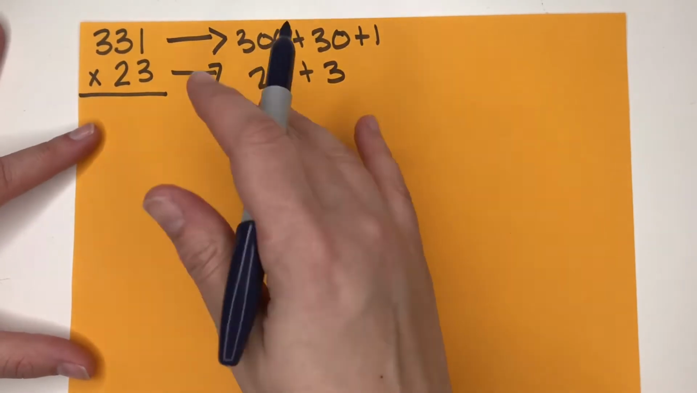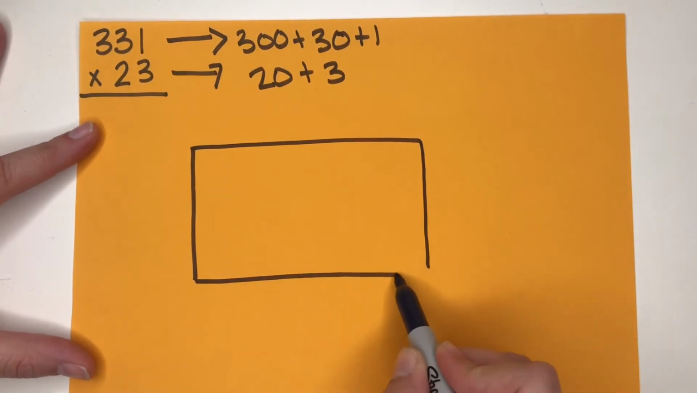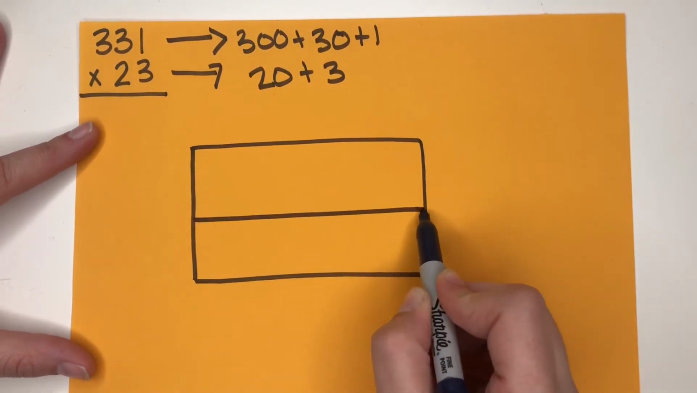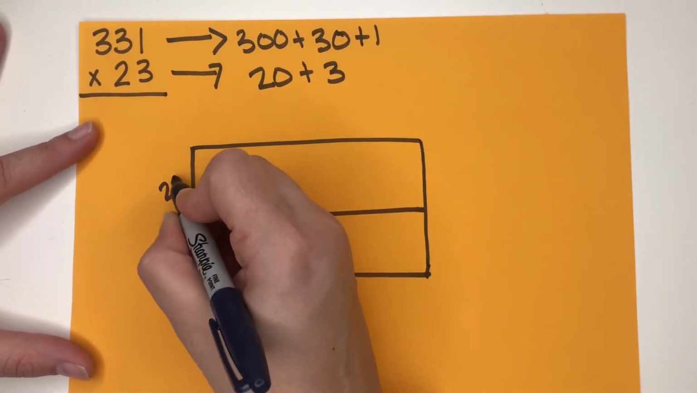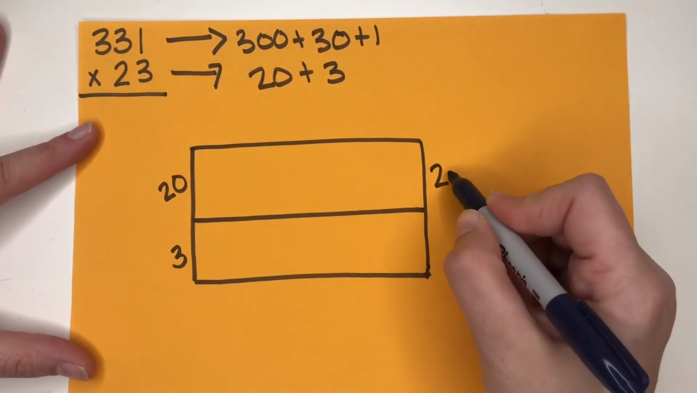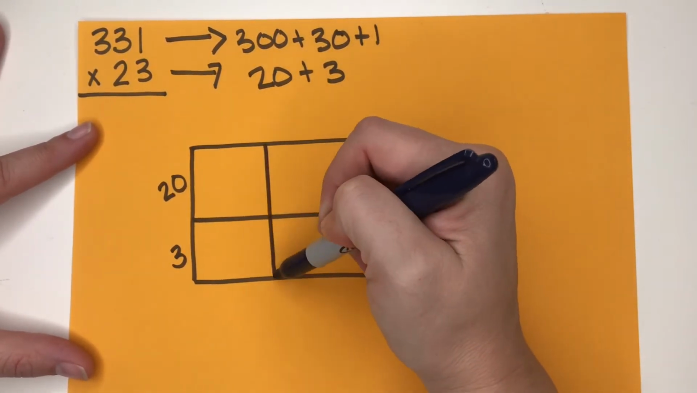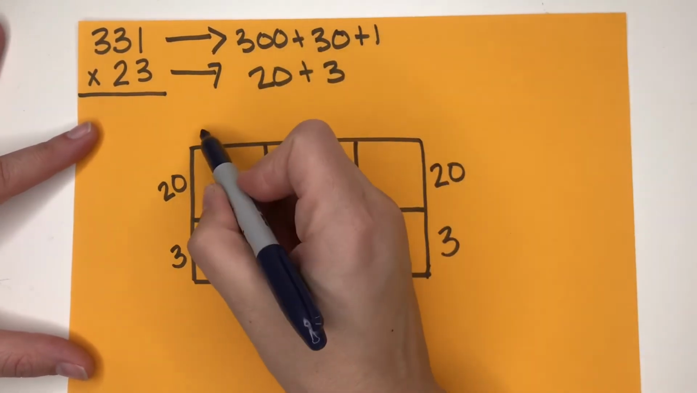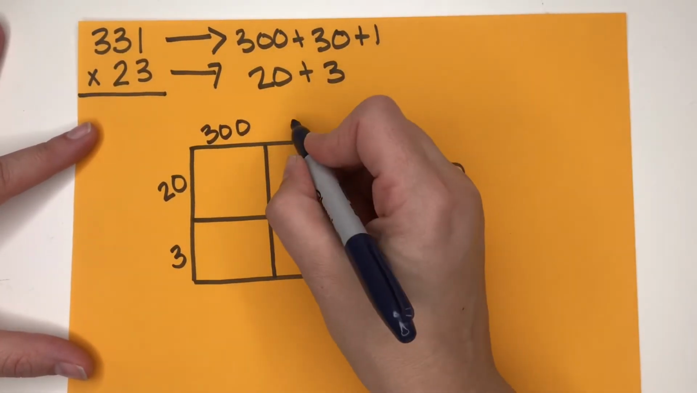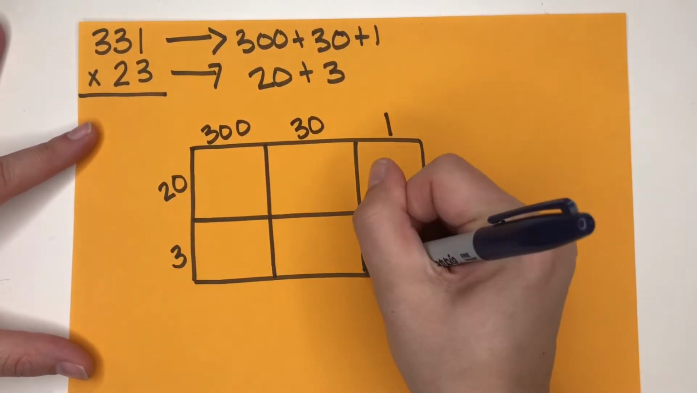I have more places, so I'm going to need a larger box. So instead of a square, we're going to have more of a rectangle. Let's list our 2-digit number down the side. So I have a 20 and a 1, a 20 and a 1. Now my 3-digit number will go across the top, and I'm going to break this box into thirds, because we have 1 digit in the hundreds place, that is a 3, which gives us 300. Then we have a 3 in the tens place, which gives us 30, and a 1 in the ones place.